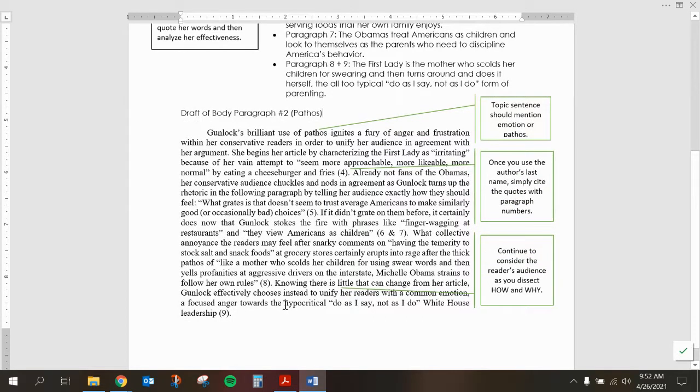Okay, here we go. So Gunlock's brilliant use of pathos ignites a fury of anger and frustration within her conservative readers in order to unify her audience in agreement with her argument. She begins her article by characterizing the First Lady as irritating because of her vain attempt to seem more approachable, more likable, more normal by eating a cheeseburger and fries. You'll notice I've taken that quote and I've kind of spliced it a little bit. I've taken parts of it and pieced it around in order to form my sentence. Already not fans of the Obamas, her conservative audience chuckles and nods in agreement as Gunlock turns up the rhetoric in the following paragraph by telling her audience exactly how they should feel.